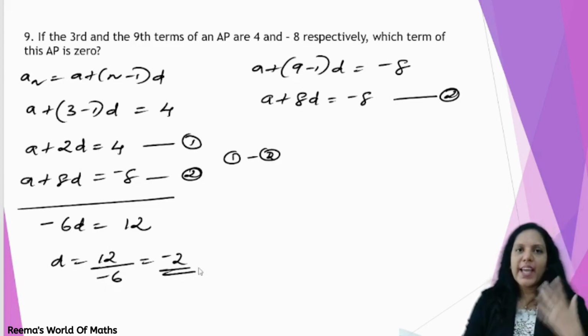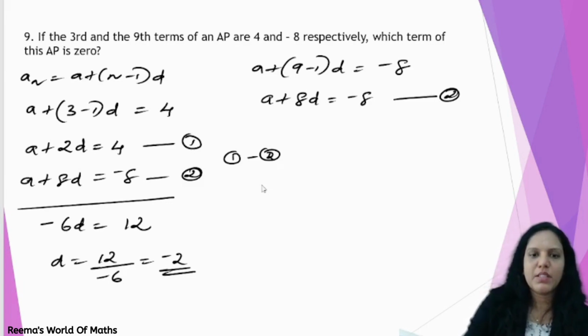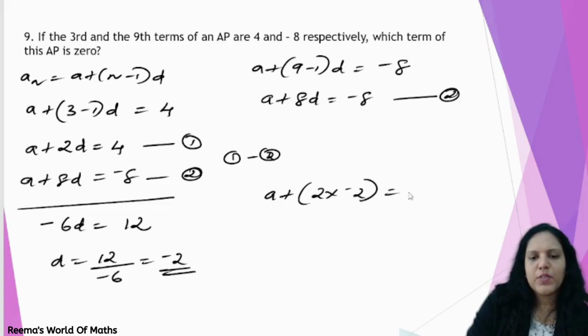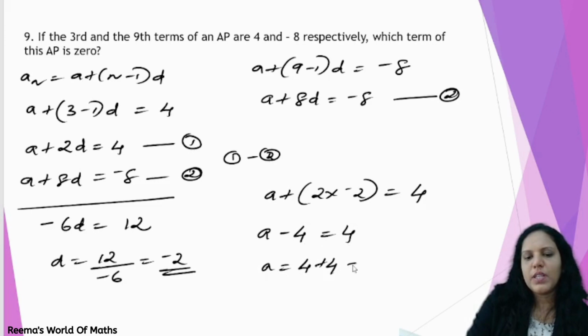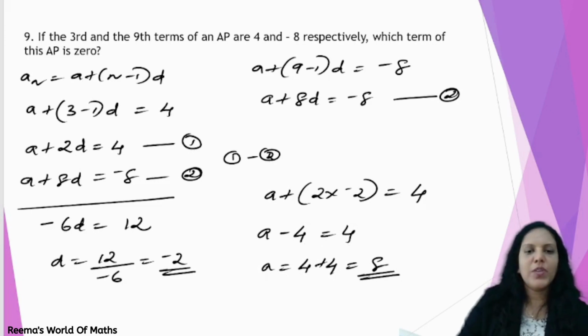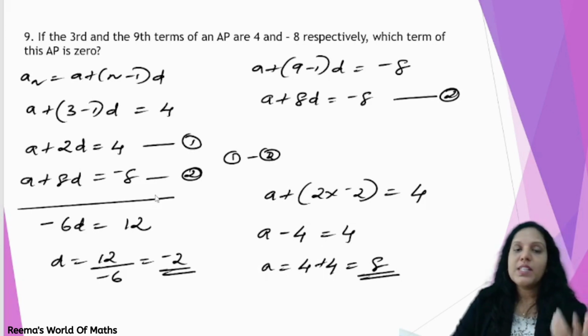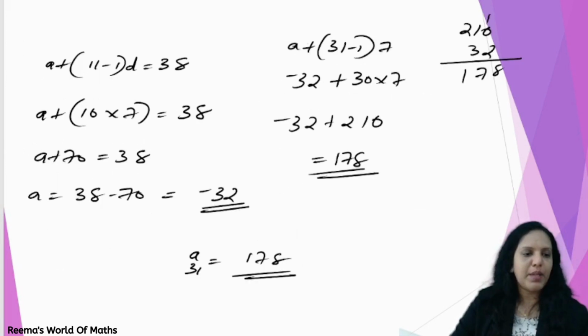So let's find A by replacing the value of D in any of the equations. We can replace that in the first equation. So that is A plus 2D, so that is 2 multiplied by minus 2, equals 4. Correct? So that is A minus 4 equals 4. A equals 4 plus 4. A equals 8. Now we are asked to find whether 0 is a term in this AP.